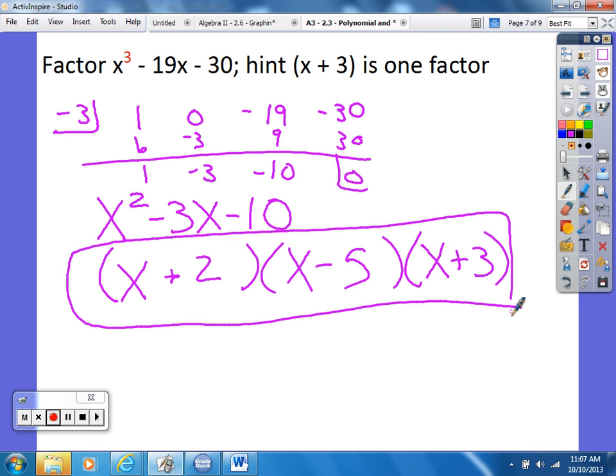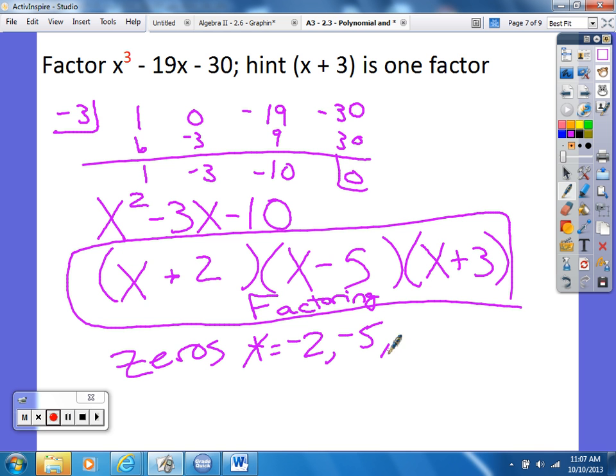By the way, you can have these in any order. You could have x plus 3, x minus 5, x plus 2. You could have the x minus 5 first. You can have it last. Whatever order's fine. If I said find all the zeros instead, what would they be? Good. You have to make sure you tell me that negative 3. Does that make sense? So this is factoring. And then your zeros are x equals negative 2, 5, and negative 3.